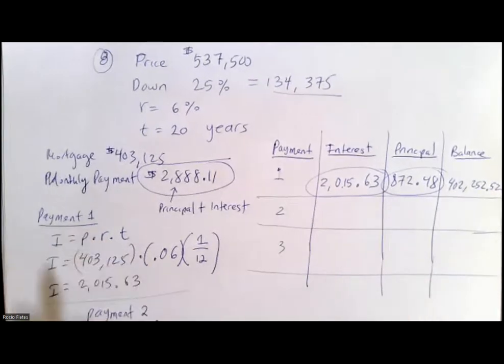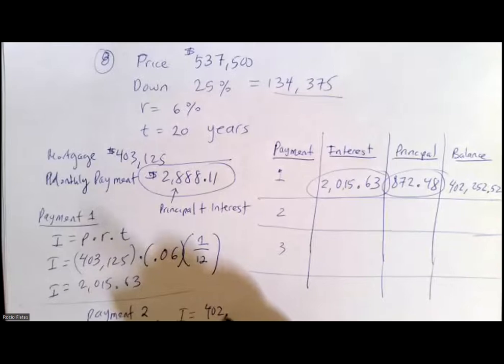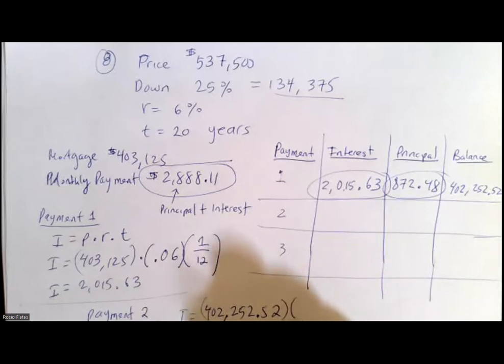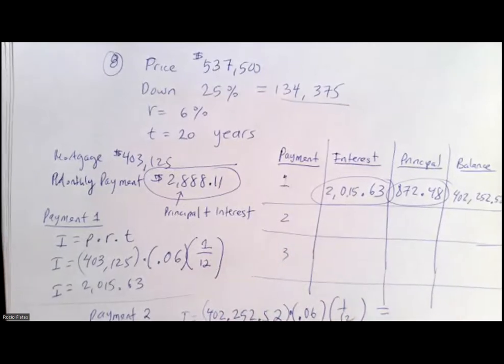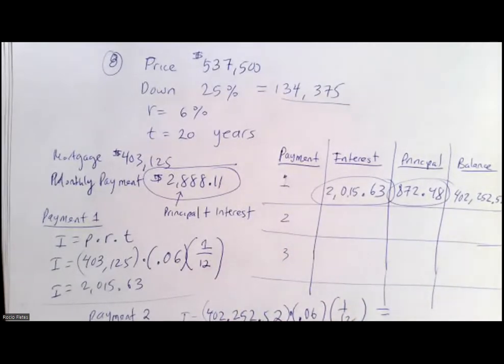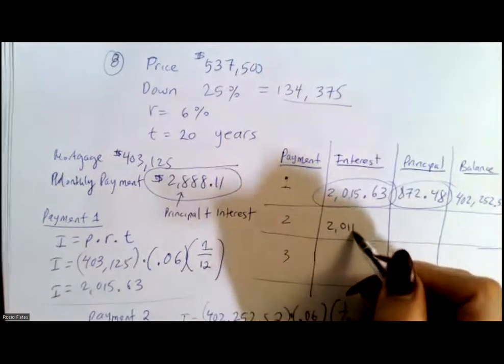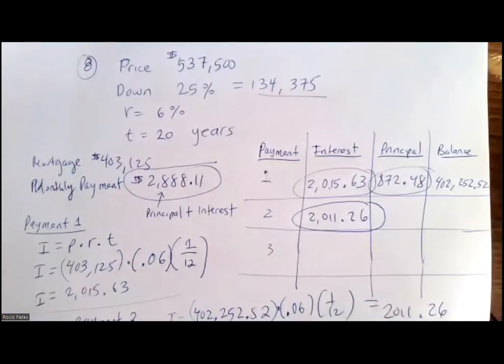But remember that now the principal is not 403,125. It's the new principal, which is 402,252.52. You still have times 0.06 times 1 over 12. And let's see what we get. That gives you 211.26. Notice that the interest amount went down from the previous month. You should expect that.